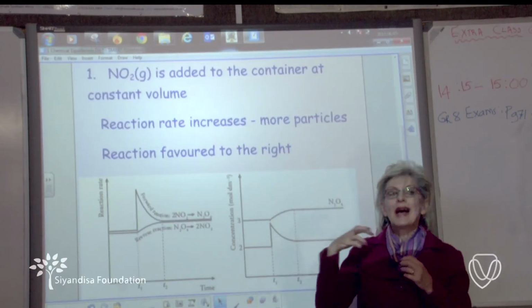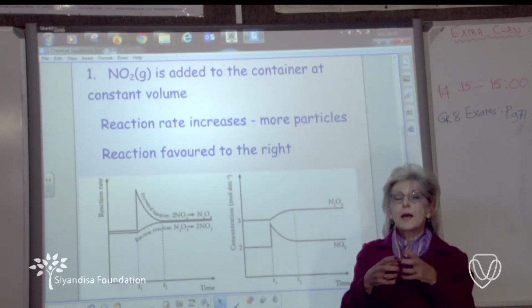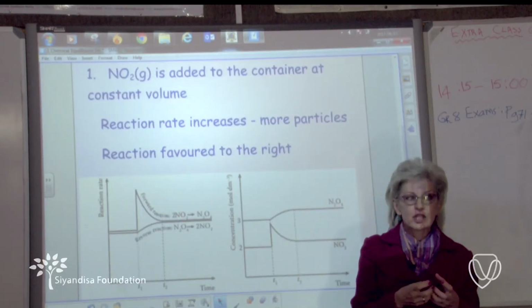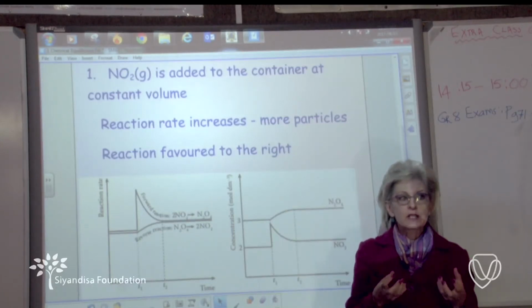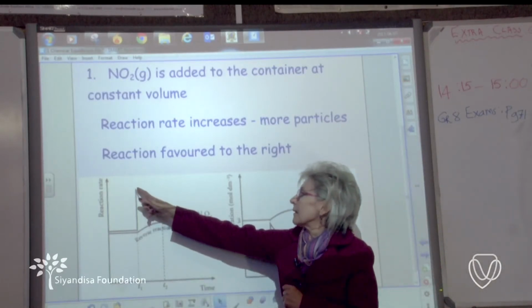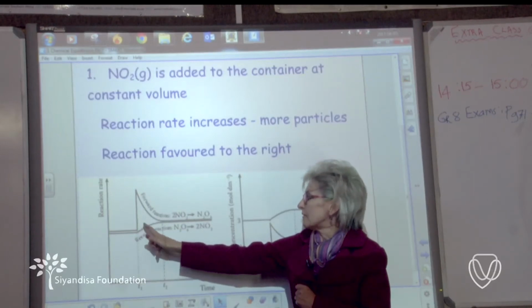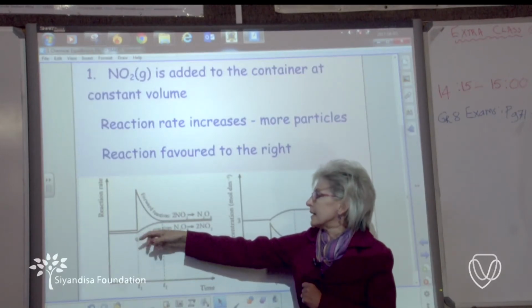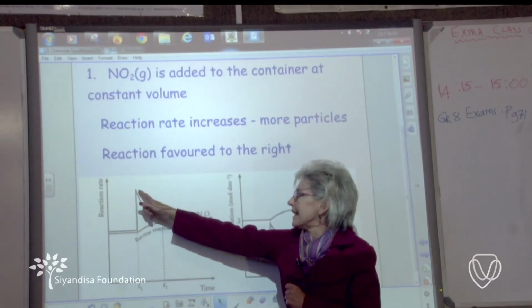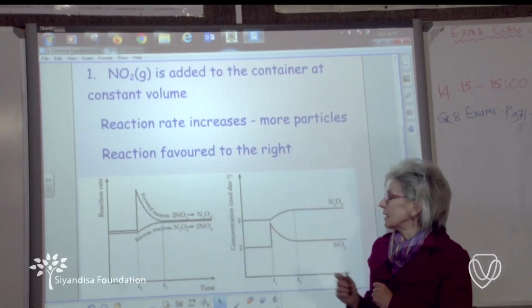Now remember, if you add NO2, you are adding more particles. More particles means more effective collisions. So more effective collisions means higher rate. Your forward reaction goes faster. The reverse reaction goes faster, but not as fast, because the forward reaction is the one that had to go even faster. And then that rate drops until we reach new equilibrium.